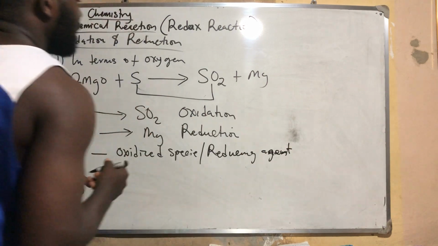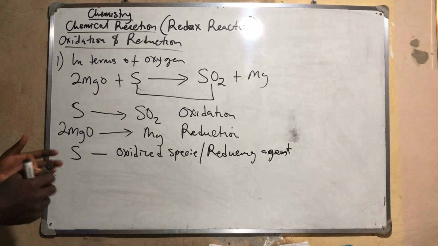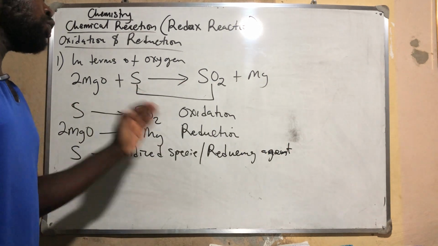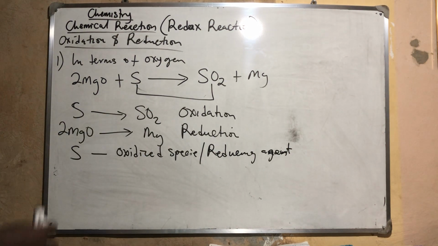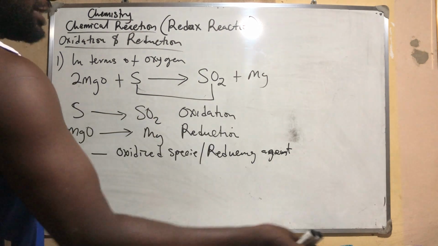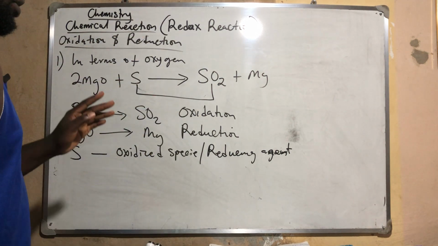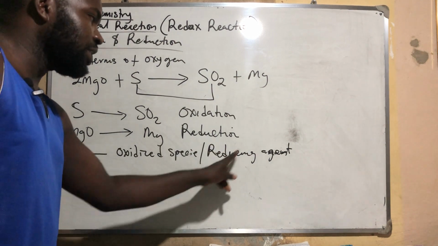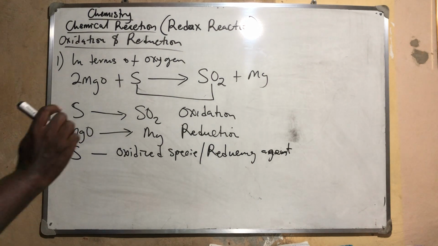Most of the time, students get confused when they want to find the reducing agent or oxidizing agent. If you are asked to find the reducing agent, don't look for the reducing agent. Just go and find the oxidized species, because from the word reducing agent, you will think you will get it from reduction. Anytime they ask you oxidizing agent, just go and get the reduced species from reduction. Or if they ask you reducing agent, just go and get the oxidized species from oxidation. That is just how to know it.